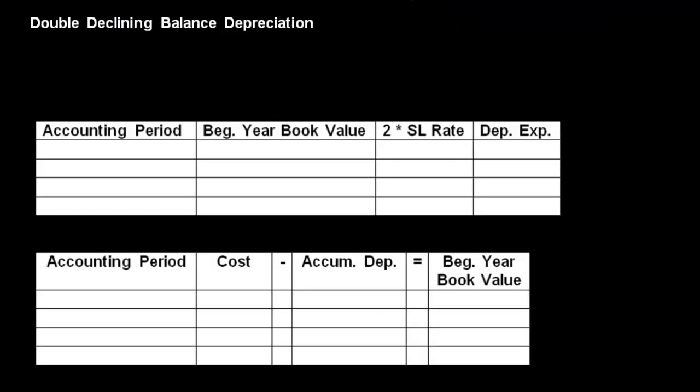Okay, so the formula to depreciate using double-declining balance is we take the beginning of the year book value, and I'll abbreviate book value just BV. And remember, book value is the cost minus any accumulated depreciation. And I'm going to multiply the beginning of the year book value times twice the straight line rate, SL, straight line, and that's going to give me the depreciation expense.